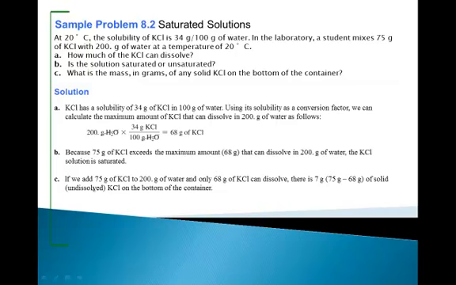Now in part C, it wants to know how much is going to settle out. Well, if I added 75 and only 68 would dissolve, the difference between those is 7 grams, and that's going to tell me how much is going to sit at the bottom of the container.